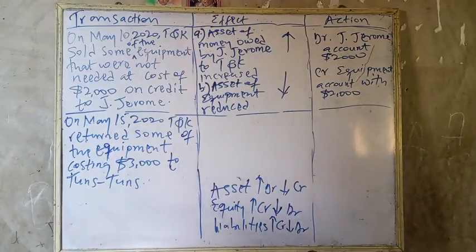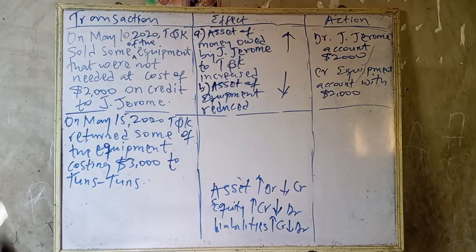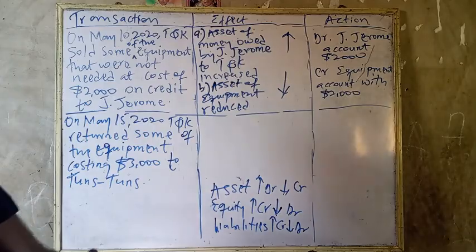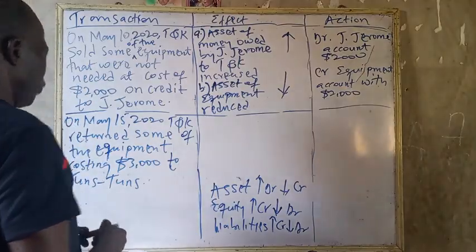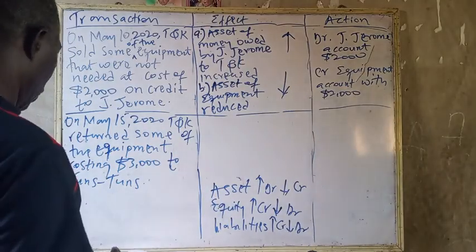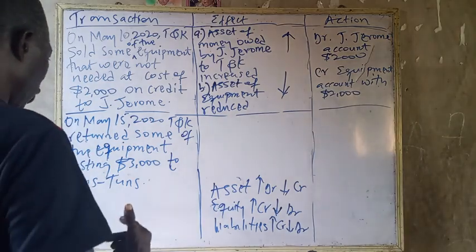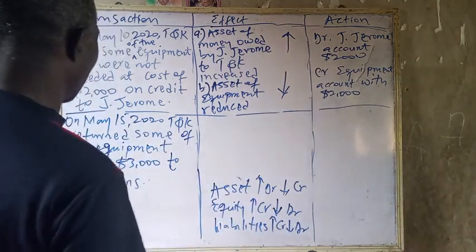Who is Toonstones? We bought it from Toonstones on credit, right? We bought the equipment from Toonstones on credit. We bought from him $15,000. Then we sold part of it. We are now returning part of it back to him.